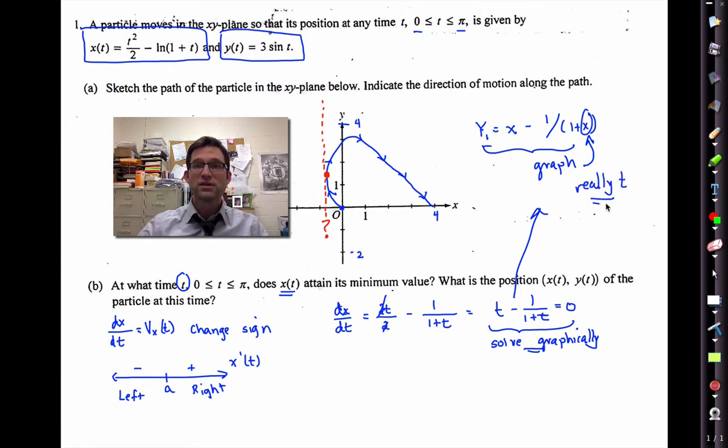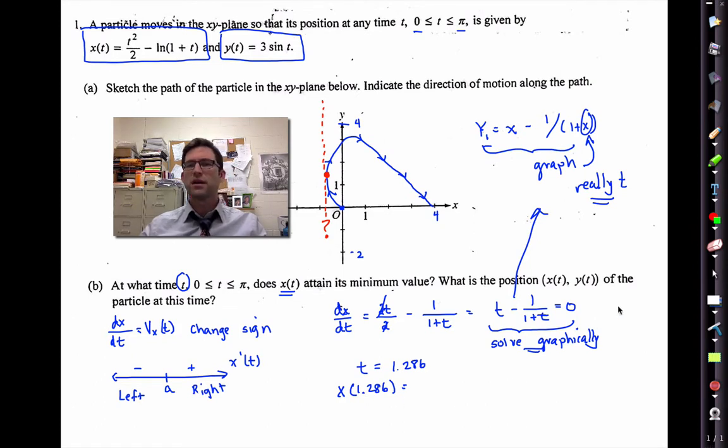Now, I know this can be confusing. My students tend to have no problem with it. But I'll solve it graphically, and what I'll find is that t equals 1.286. That's what it is, right? We use the zero command, we use the intersect command, whatever. So that's when it attains its minimum value. What's the position of the particle at that time? That's easy, right? We just need to do x of 1.286, and this is going to be terribly messy. But it just is what it is. I mean, there's no real getting around it.